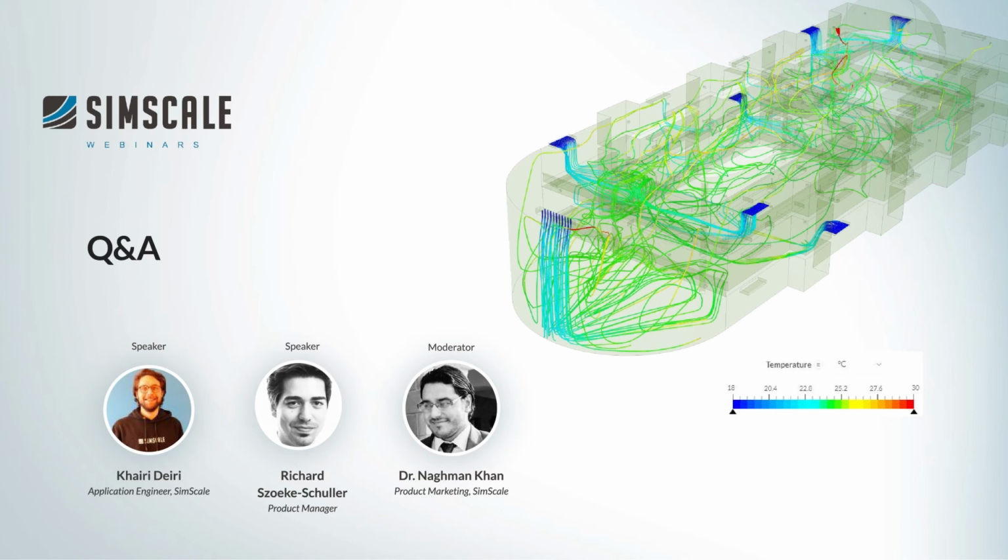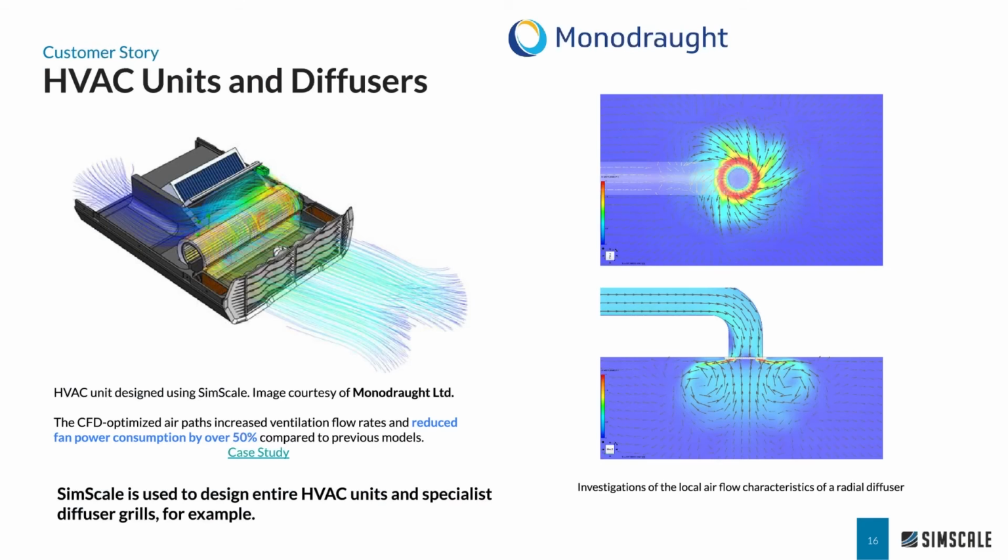Exactly. Brilliant. Ricard, you showed a slide earlier. I think it was the case study with Monodraft, and there were some swirl diffusers there. We have an attendee asking how complex can you get with the geometry? For example, some diffuser types can be very complex in terms of their 3D shape and geometry. And also, can you account for things like furniture and people, to account for mass and thermal effects?